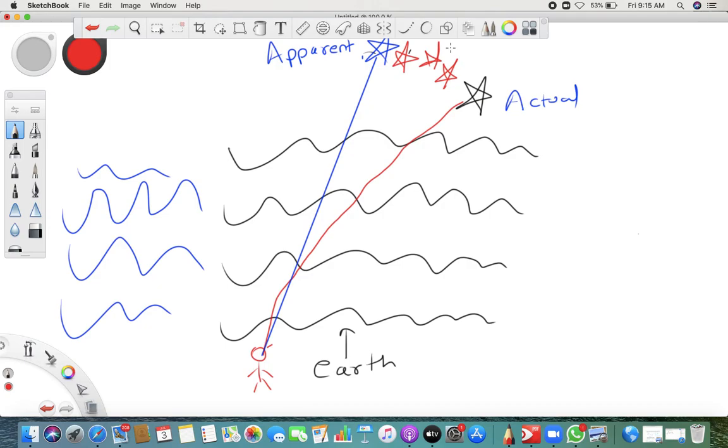Again, understand this video very well. Two things: because of atmospheric refraction, the twinkling happens. The actual and the apparent position things come from this.